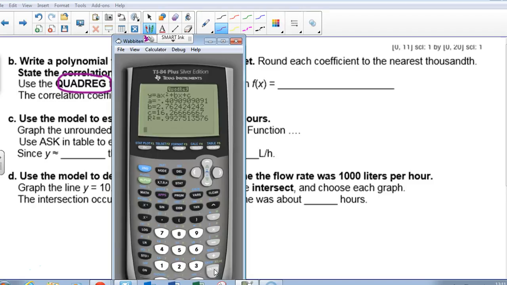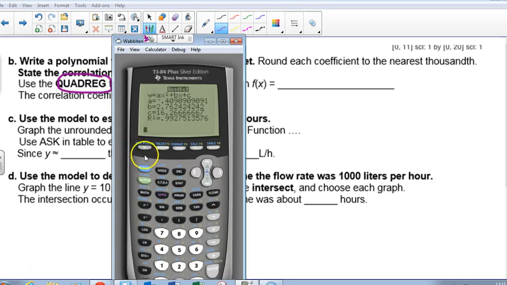Anybody not getting the R values? Okay, you can go to mode. Oh, I know. Yeah, and turn it down to diagnostics on. Gotcha. Anybody else not getting the R or R squared? Everybody's got it on? Good.